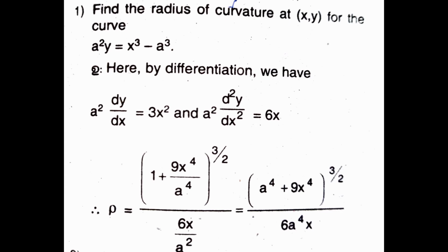Therefore, here the radius of curvature rho equals (1 plus 9x raised to 4 by a raised to 4) the whole raised to 3 by 2 divided by 6x by a square, that is equal to (a raised to 4 plus 9x raised to 4) the whole raised to 3 by 2 divided by 6a raised to 4 x. That is the radius of curvature for the curve. Okay, please write this problem in your notebook.